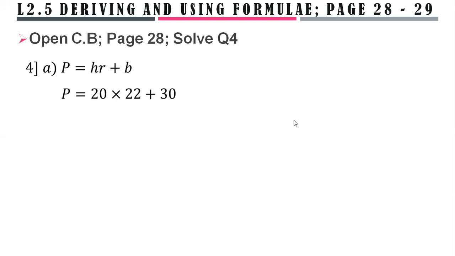Before Suhad continues, who has a question? Why did we multiply this? Can everyone see the piece to the right? Because HR is not hour. H is a letter and R is another letter, that is why we multiplied. Continue, Suhad. 20 times 22 equals 440. Then 440 plus 30 equals 470.